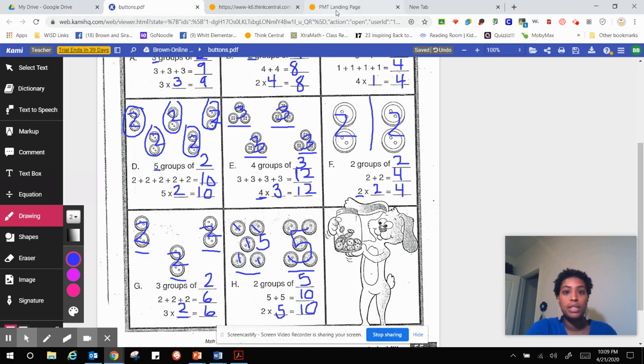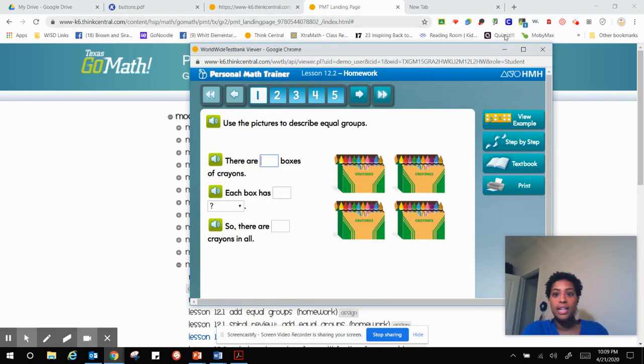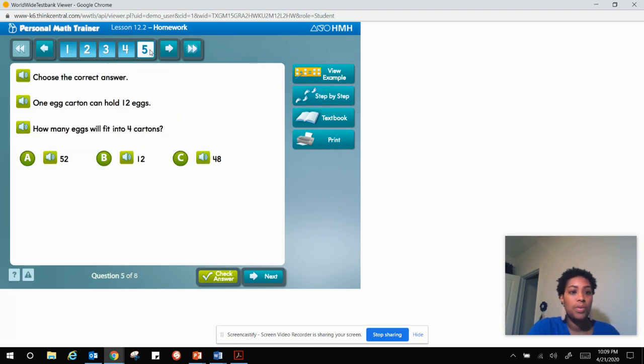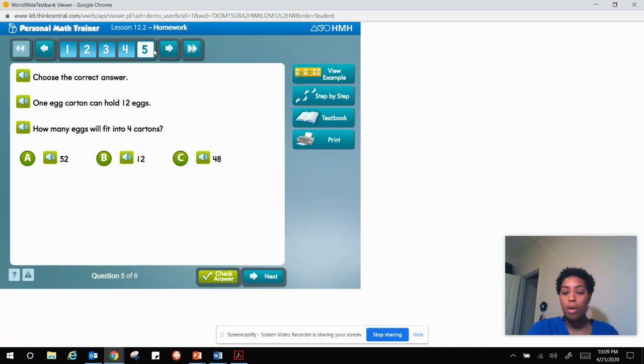So now what you are going to do is get on the personal math trainer that is linked here, and it's going to look like this. I just wanted to remind you that it can read to you. So you can click on the sound buttons and you can hear it talk. Also, if you get confused, you can click on the step by step. I did want to show you that 5 goes all the way to 8. So 5 through 8 are like word problems, but 1 through 4 are kind of leading you up to it.